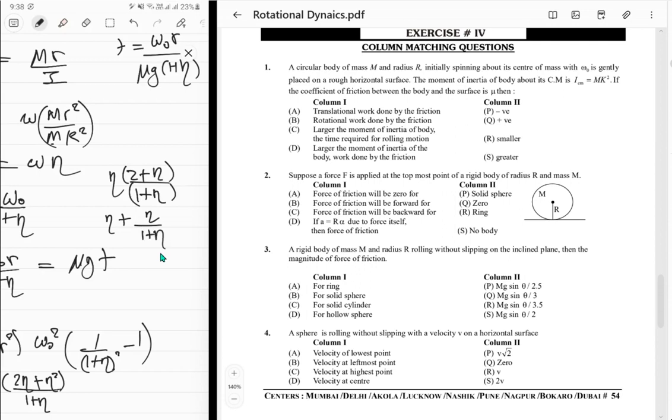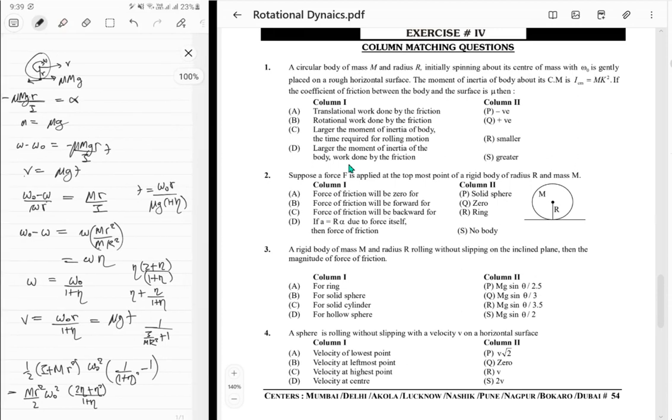Now think about it. As your moment of inertia increases, your eta value decreases. And what is this, by the way? It's just the negative work done, proportional to that. So your eta decreases, but then this whole quantity is just 1 upon inertia upon mr squared, so the reciprocal, and then plus 1. So as your inertia increases, this denominator increases, so this whole quantity decreases. Your eta decreases as well as eta upon 1 plus eta decreases. What that means is, the larger the moment of inertia, the smaller the work done by the friction. Of course, it's going to be negative. So now we are ready to answer this.